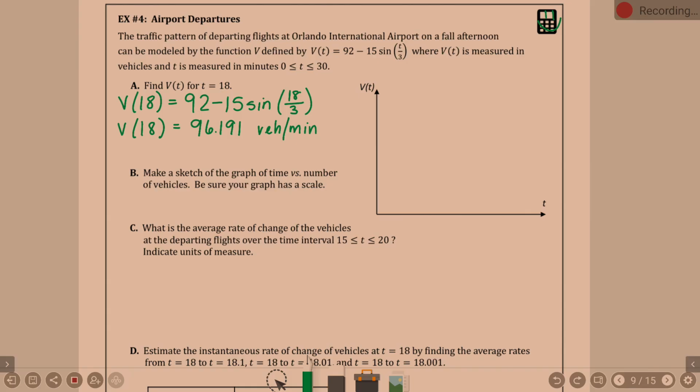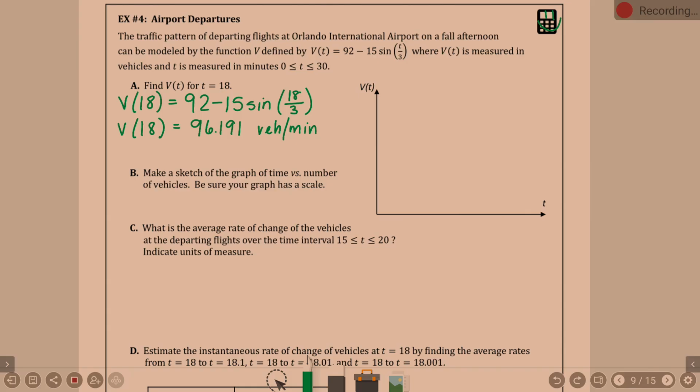The other thing is, I just said 3 decimal places always. In this one, it depends on how they ask. You could probably just leave it as this. In other words, it's about 96 vehicles.